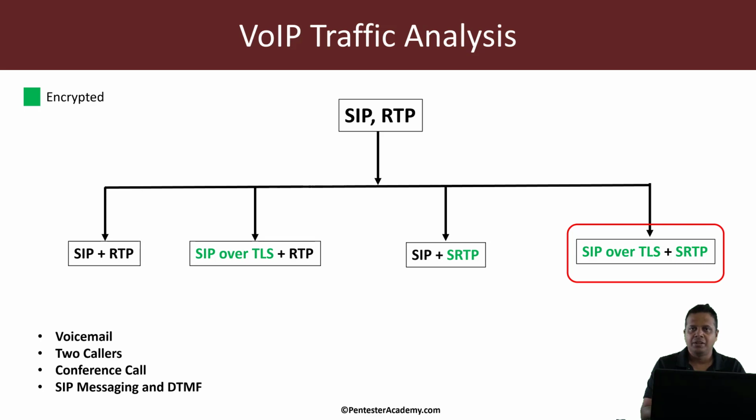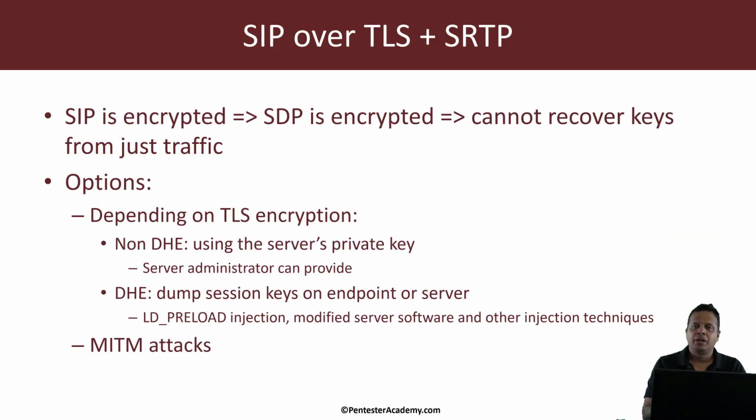Because you have SIP encrypted going through a TLS tunnel, and that SIP contains SDP inside it, which has the encryption keys for SRTP. And this is really where, just by looking at the traffic, an attacker or a pen tester has no way of recovering the keys within SDP, and hence you cannot decrypt SRTP.